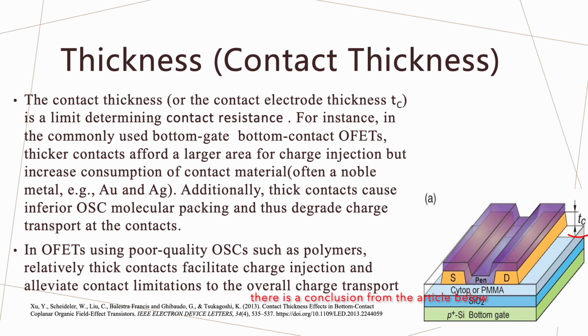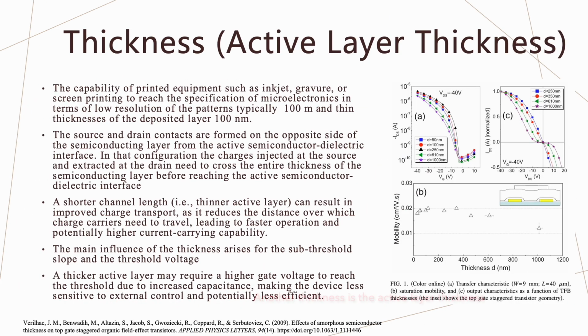There is a conclusion from the article below that in OFETs using poor quality organic semiconductors such as polymers, relatively thick contacts facilitate charge injection and alleviate contact limitations to the overall charge transport. Another thickness is the active layer thickness. Nowadays, the capability of printing equipment can typically reach 100 meters in length and a thin deposit layer thickness of 100 nanometers.